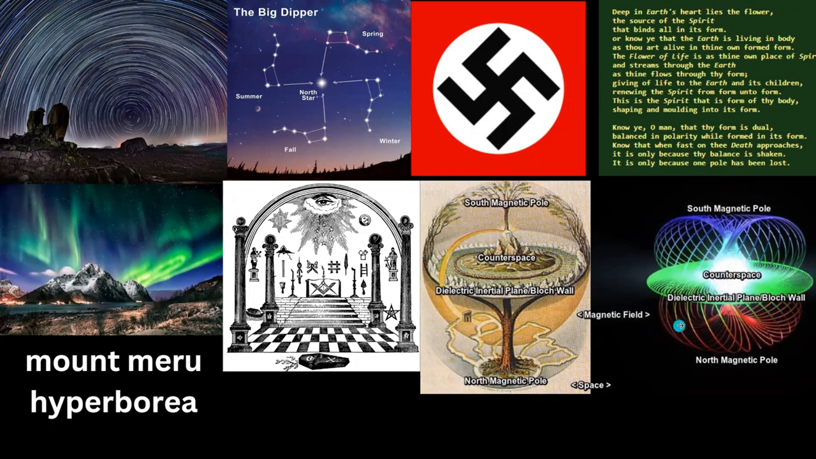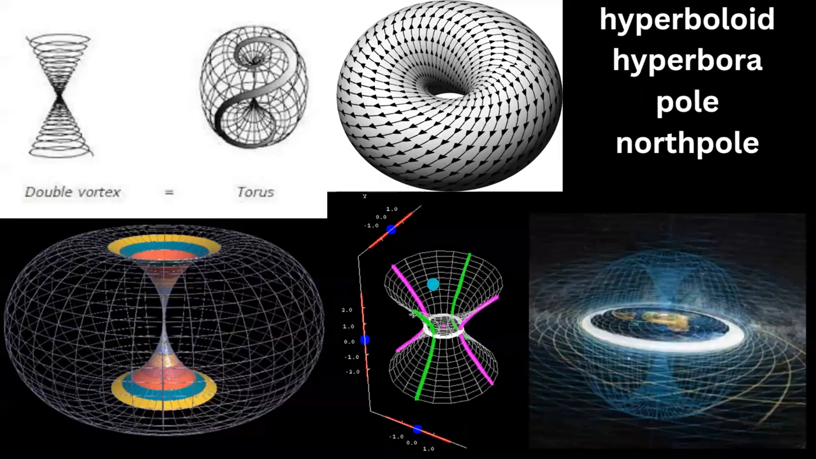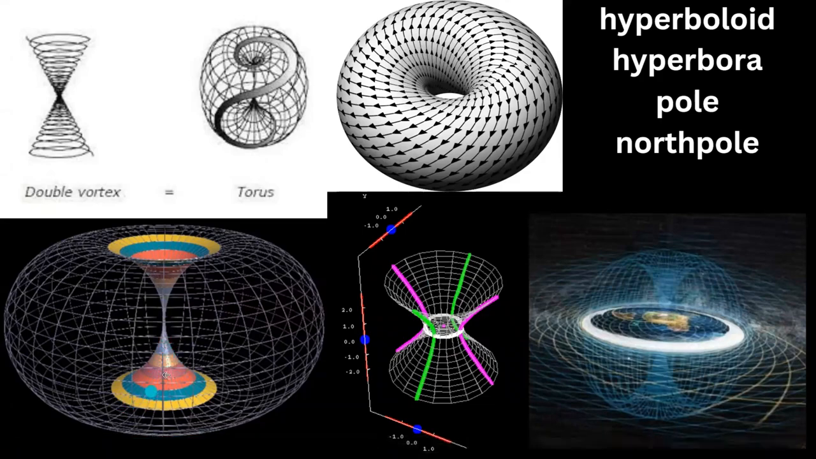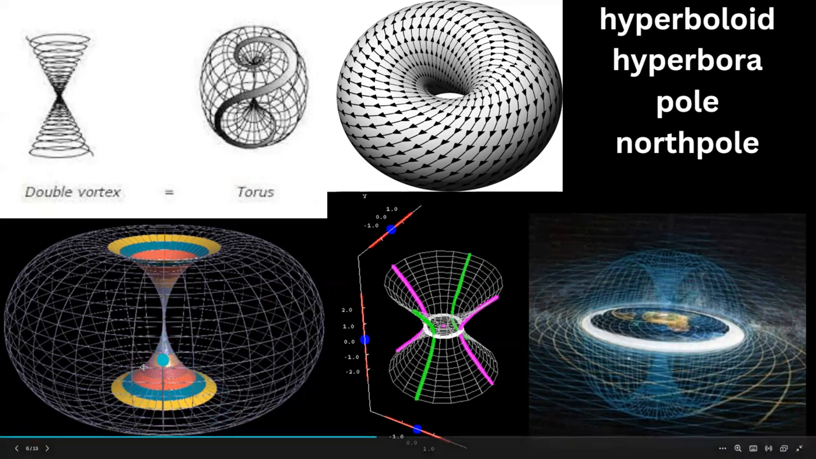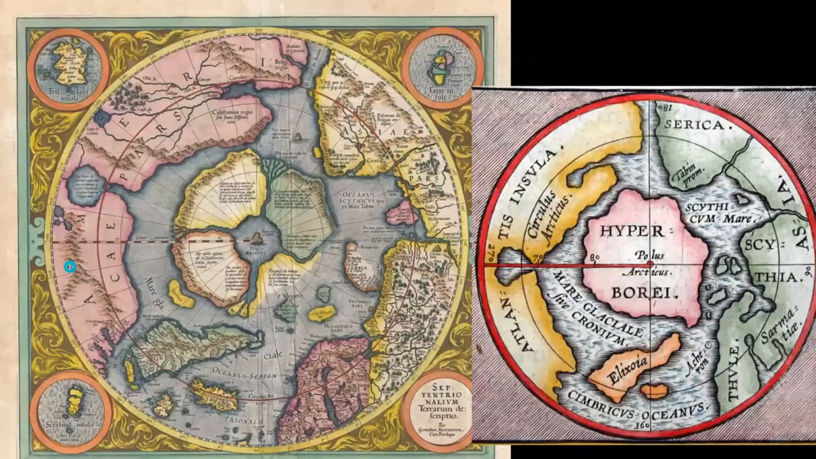And this hyperboloid is what is in the shape of a mountain, you see? So if I go to this next one, they say Hyperborea on this map. Why do they call it Hyperborea? Because this is the hyperboloid in the center of the torus field. And this is the electromagnetic mountain, a metaphor. What they're metaphorically saying is this is the electromagnetic mountain at the center, the double vortex, the center of the torus field, which is the North Pole. Pole of electromagnetic energy. So this is why they call it Hyperborea. It comes from the word hyperboloid.